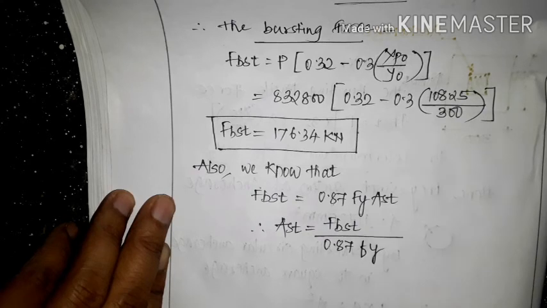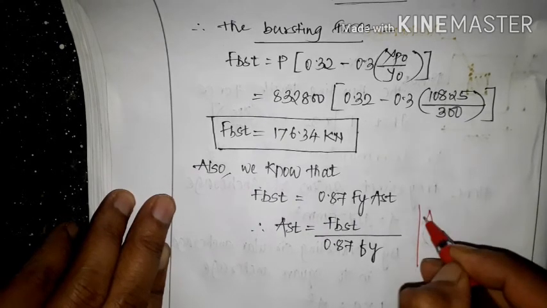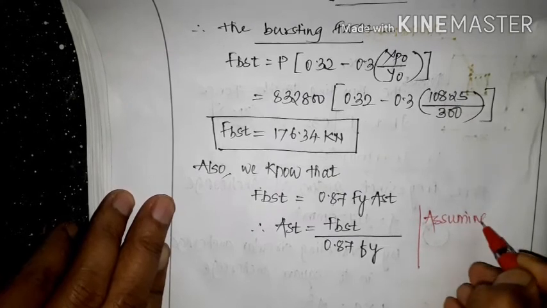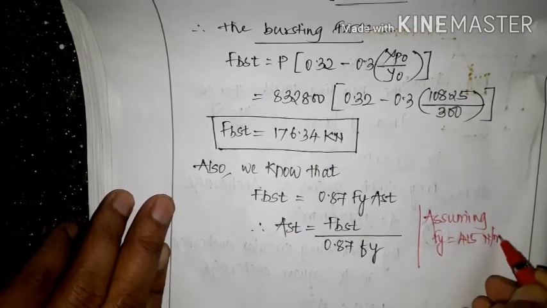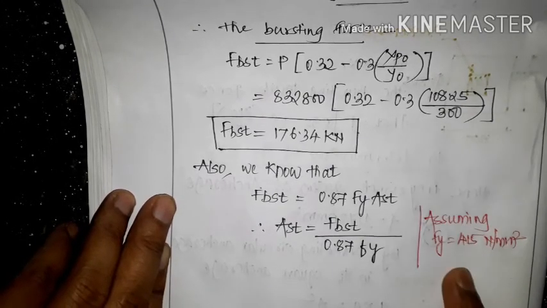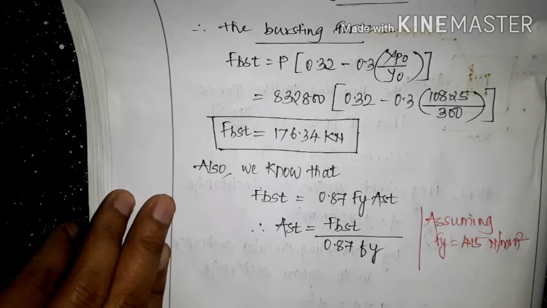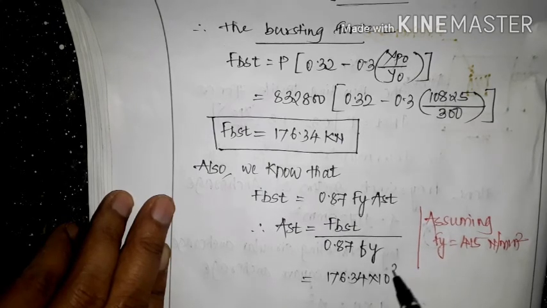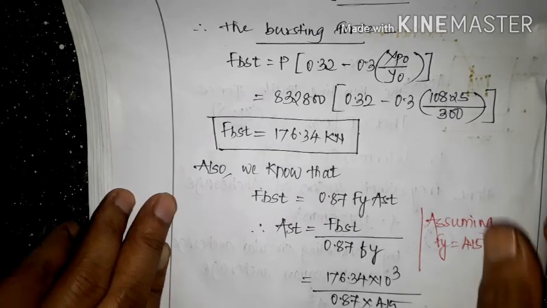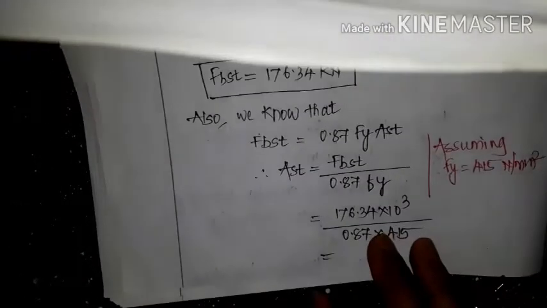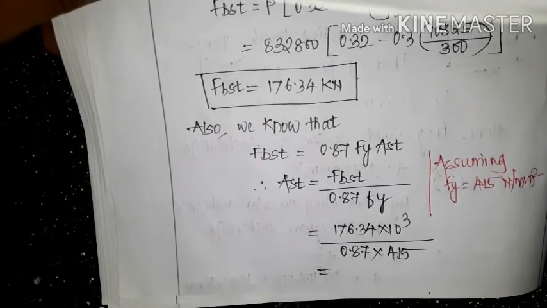Okay, 0.87 Fy. So here, assuming Fy is equal to 415 Newton per mm square. So therefore Fb is equal to 176.34 into 10⁻³ divided by 0.87 into Fy, which is 415. So we will get this, so we'll check.